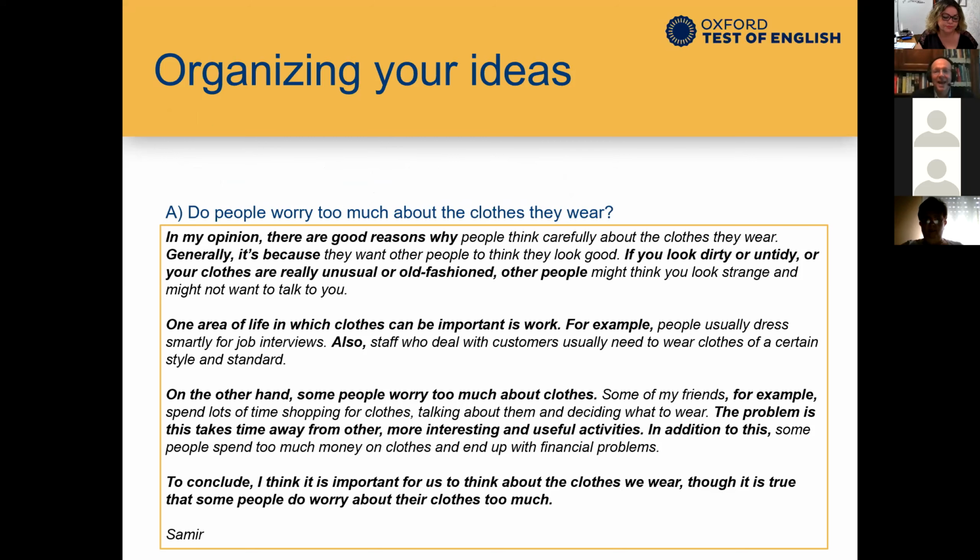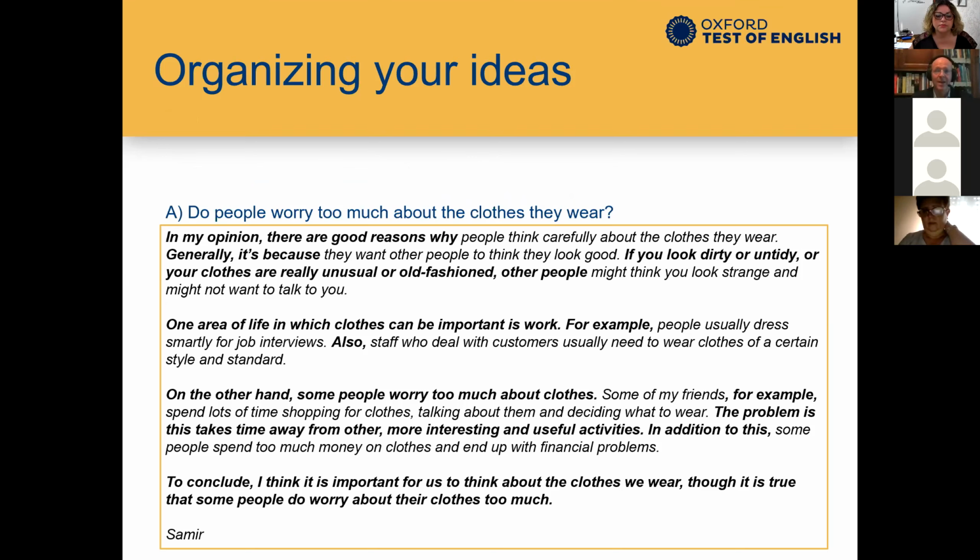That's right, he's answering A, because although it's talking about clothes at work, Samir is talking about many more things too. Now, let's take a look at how Samir has improved his essay here. Okay, in my opinion, there are good reasons why people think carefully about the clothes they wear.